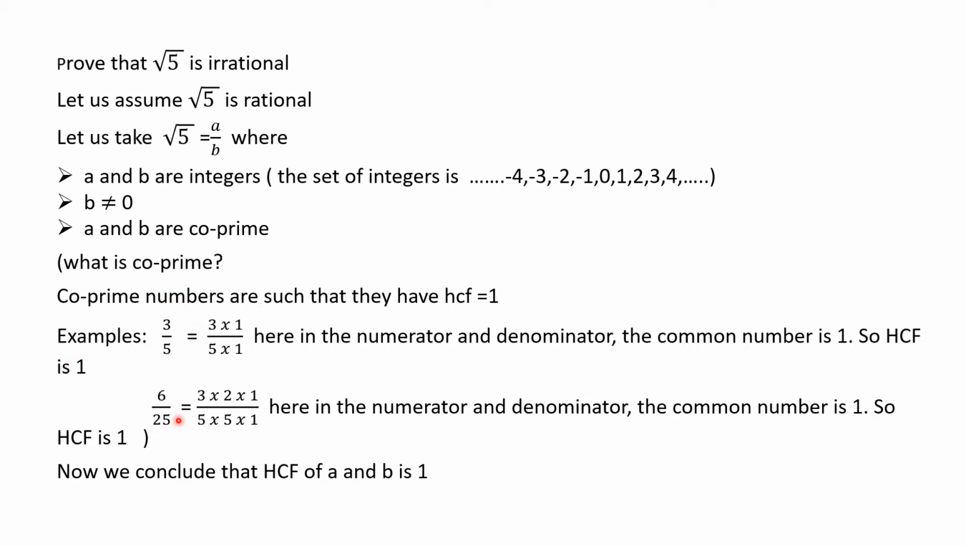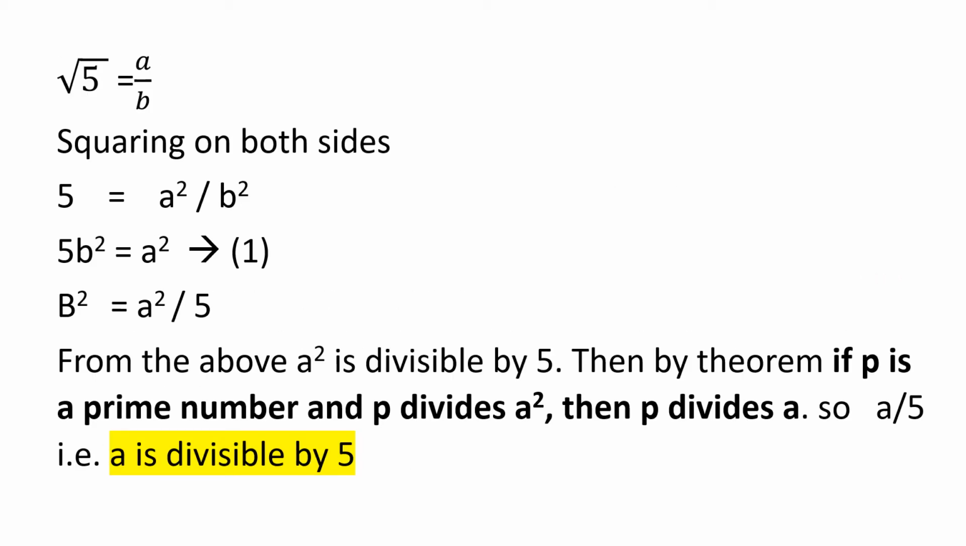For example, take 6 by 25. The prime factors of 6 are 3 into 2 into 1, and of 25 are 5 into 5 into 1. Here in the numerator and denominator, the common factor is 1, so the HCF is 1. So when the HCF is 1, they are called co-prime. Here we can conclude that the HCF of a and b is 1, because we are stating that a and b are co-prime. Now going to the next slide.